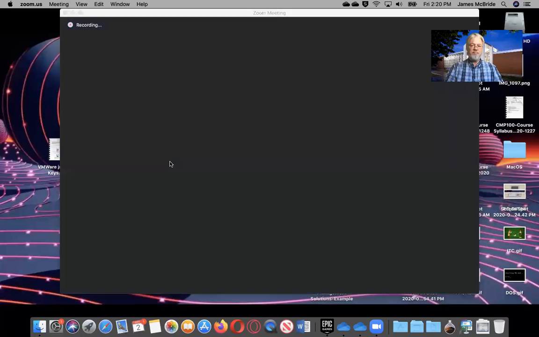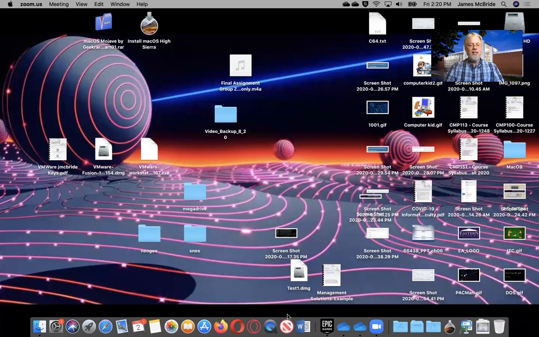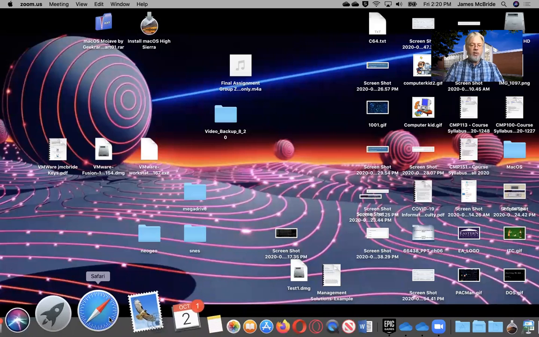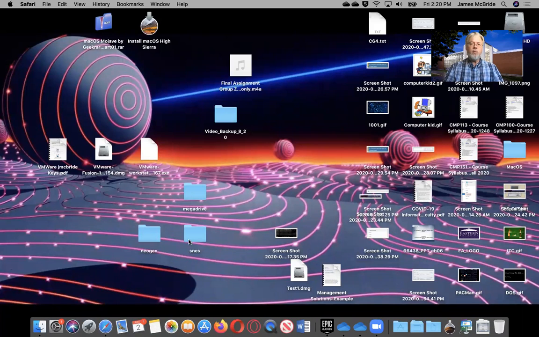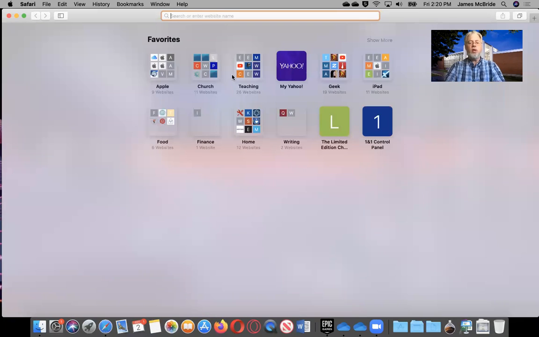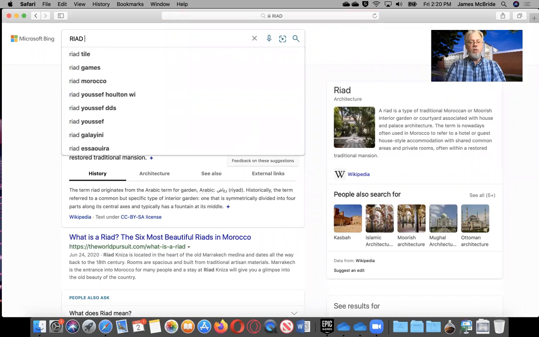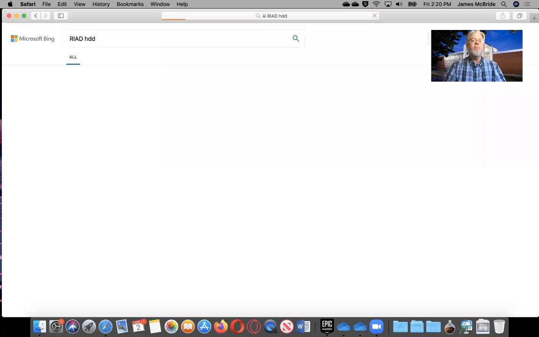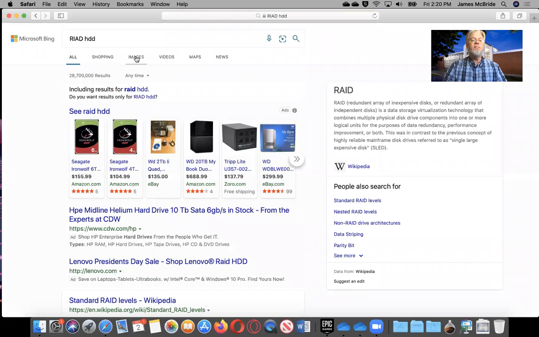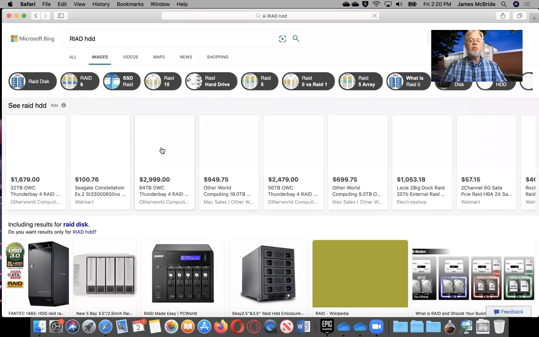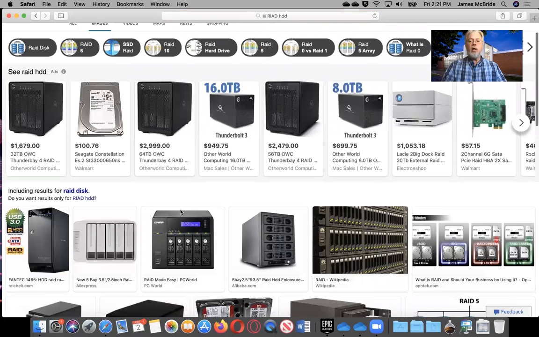Well, that just crashed. So it's taken me a while to get this back up to where it needed to be. I'll have to open up my browser, and you know what? Actually, we won't go back to that presentation. Let me just pull up some RAID information, that'll make sure we're getting the right stuff. Get some images of different RAID boxes that are here.